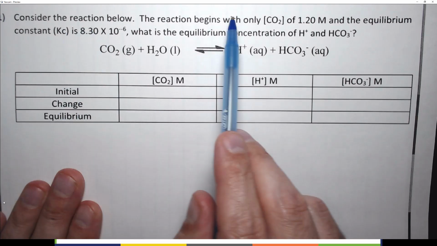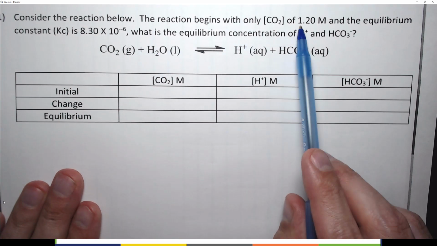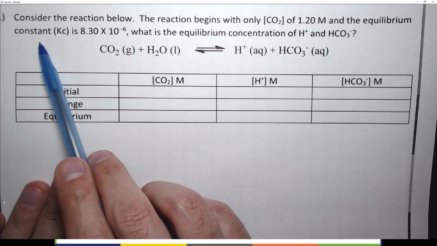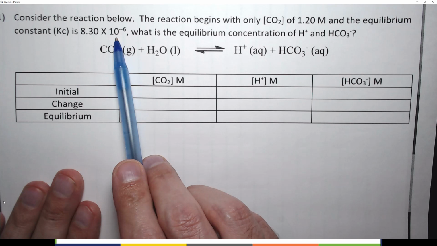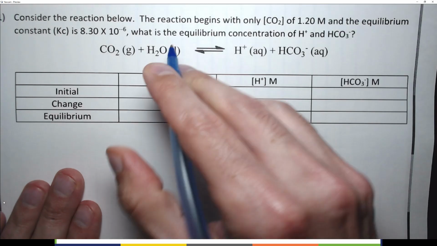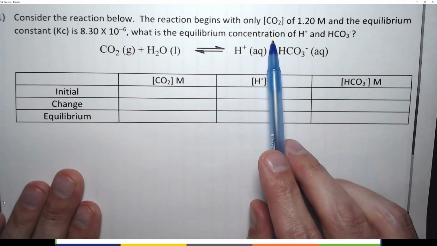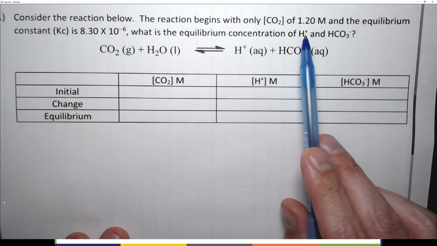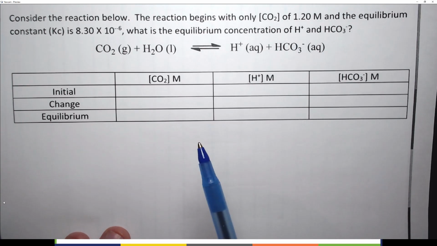It says, consider the reaction below. The reaction begins with only CO2, which is 1.2 molar. And the equilibrium constant is given as 8.30 times 10 to the minus 6. There should only be one minus sign there. All right, what is the equilibrium concentration of H plus and HCO3 minus, so protons and bicarbonate?